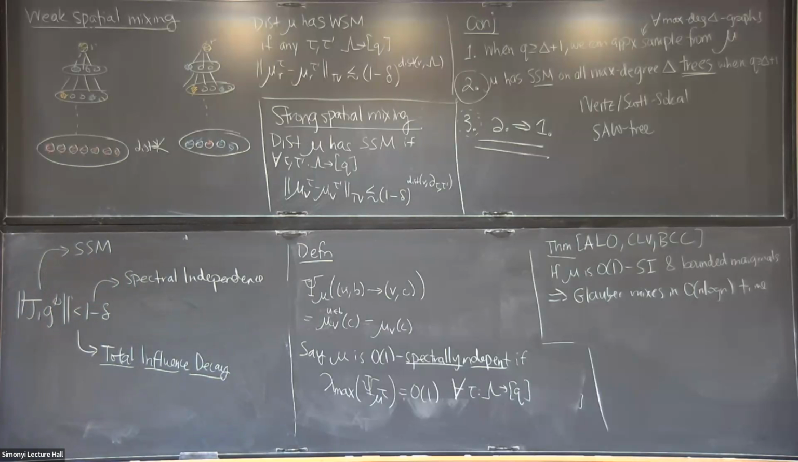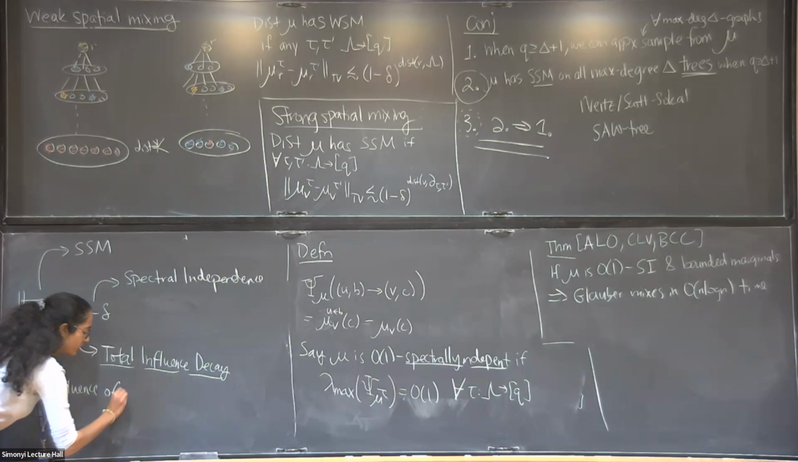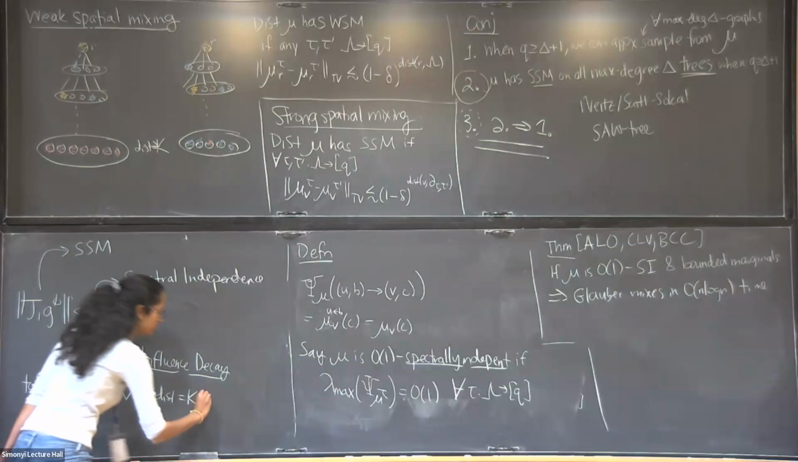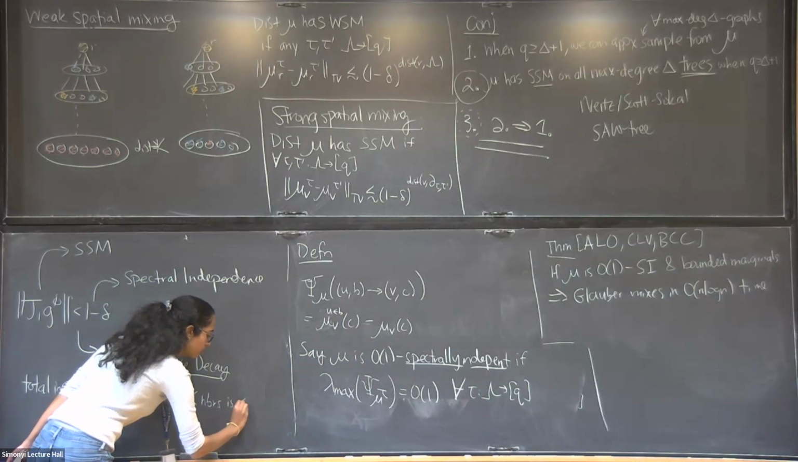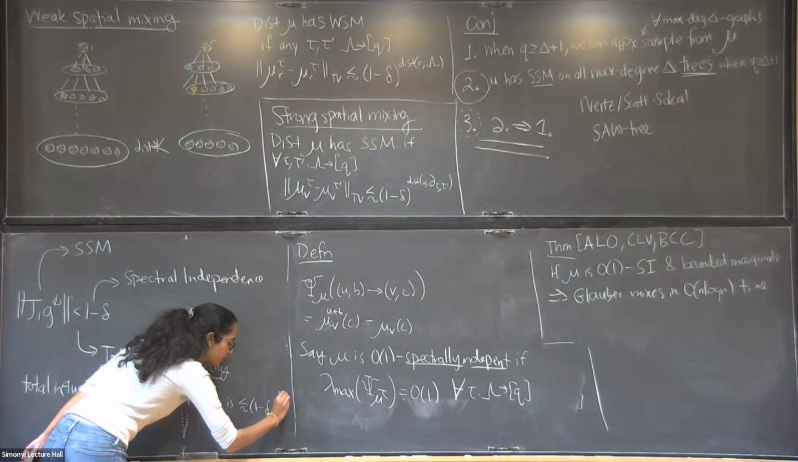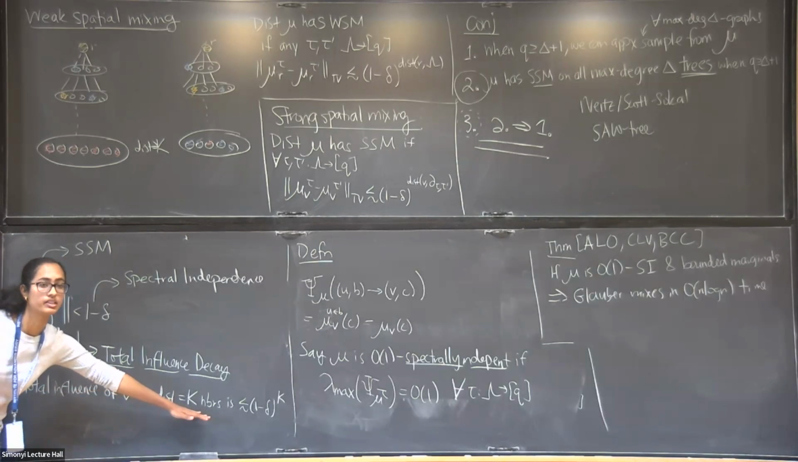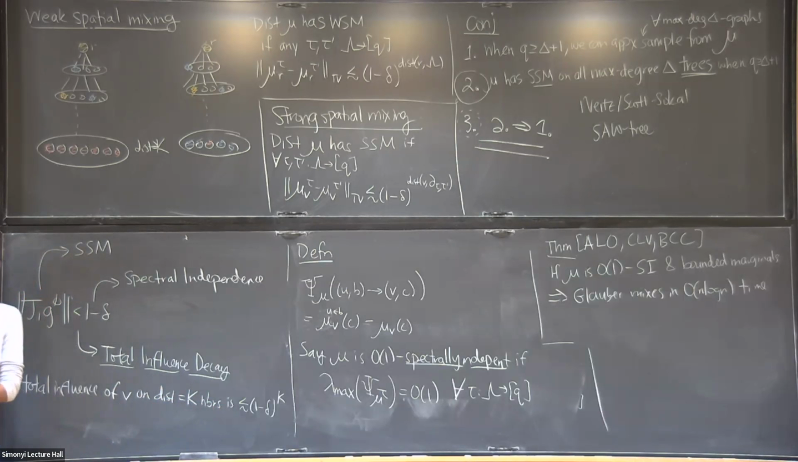And what is this total influence decay result? Well, I'm not going to be too fussy about the definition, but what it says is that the total influence of vertex V on its distance exactly k neighbors is at most (1 - delta)^k. Why is this stronger? Because I could have exponentially many distance k neighbors. Strong spatial mixing just says that the influence of each of my neighbors is like (1 - delta)^k. But this is saying the total influence I have on all of my distance k neighbors is in fact also decaying exponentially.